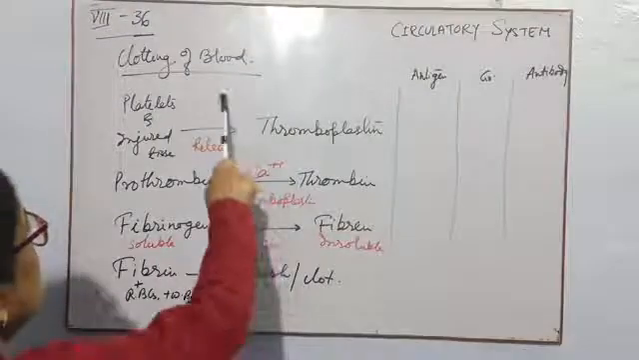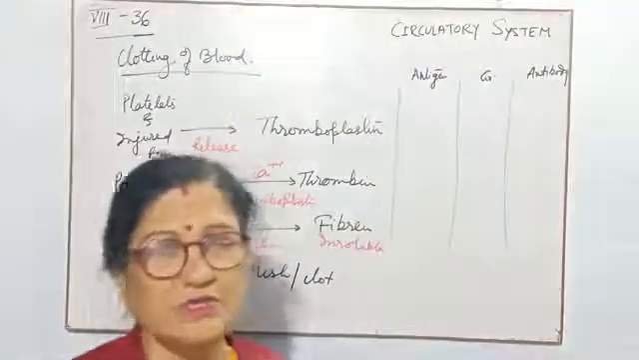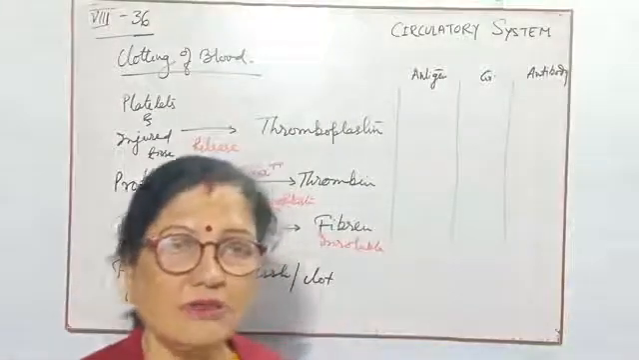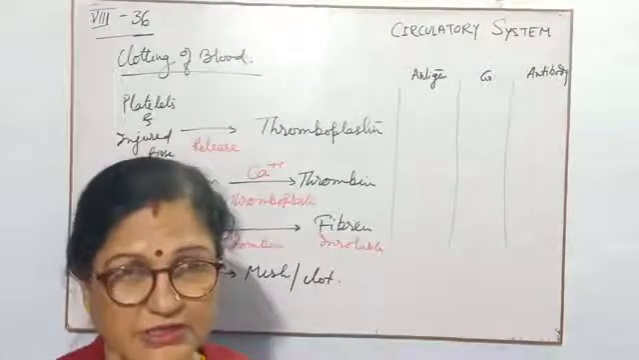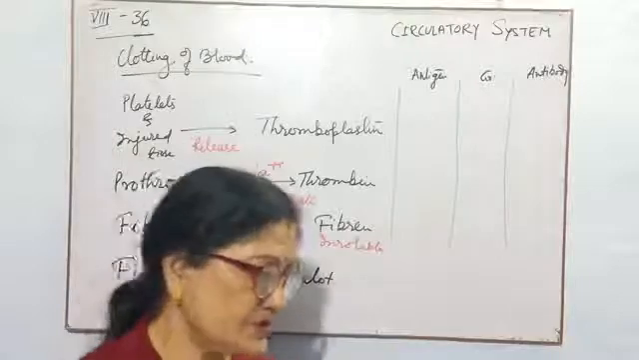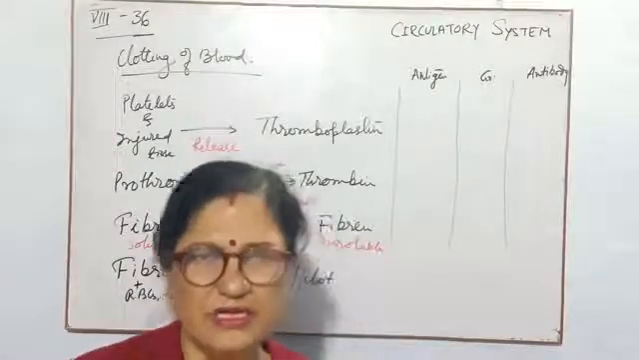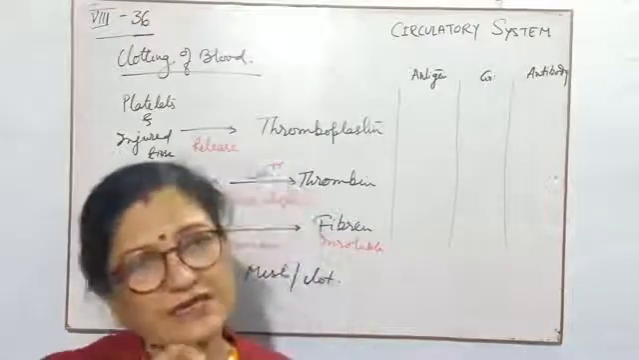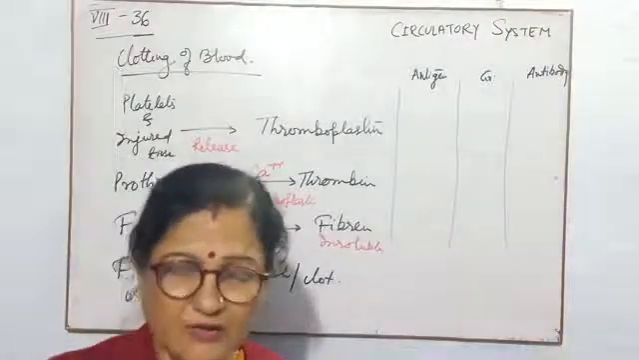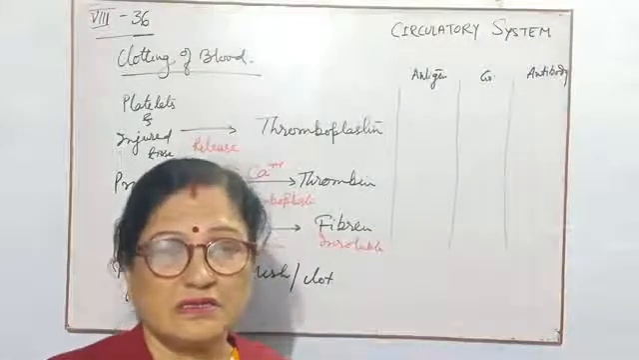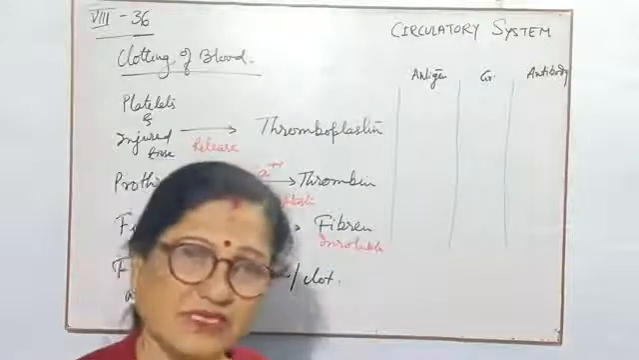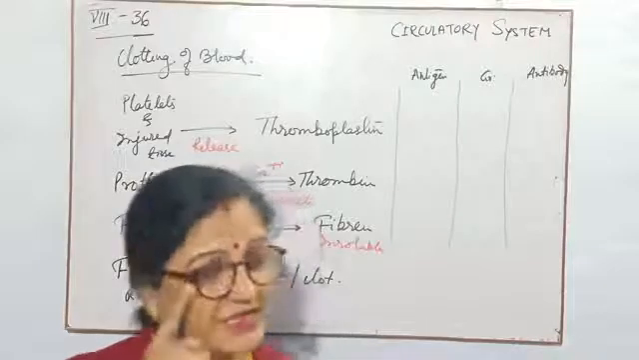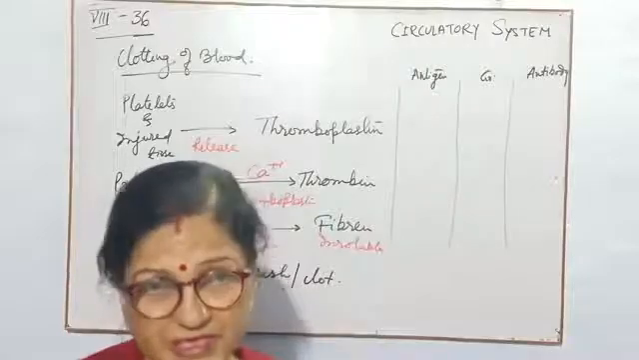Today's topic is clotting of blood. Same chapter, circulatory system. It means how the blood can be clotted in our body. If blood could not clot in our body, then when bleeding started from a small cut, it would continue till all our blood was secreted out, and afterwards we would die. So clotting is a very essential process done by our platelets.